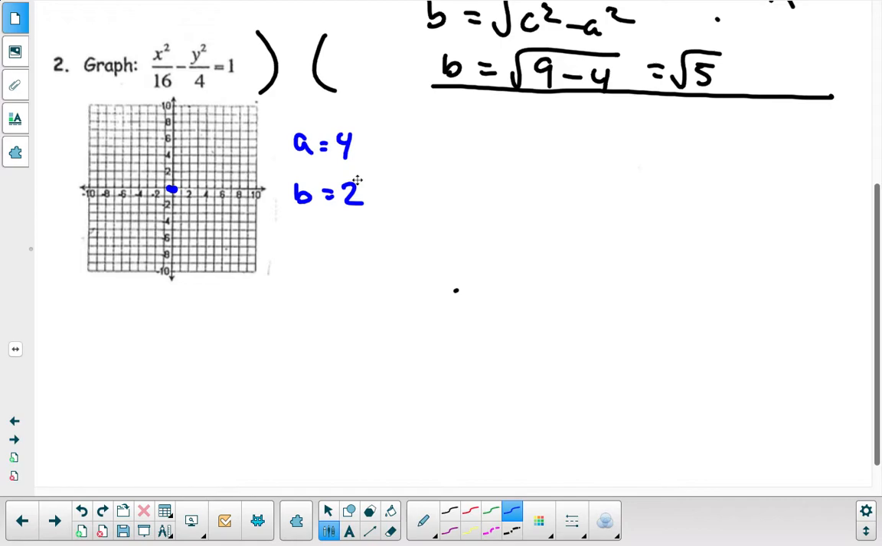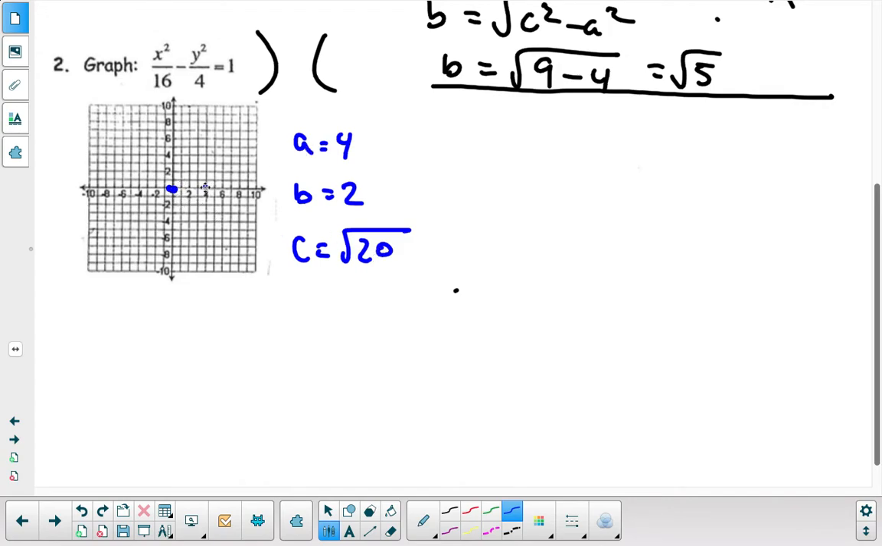If you wanted to, you can come up with your C value. It's going to be square root of 4 squared plus 2 squared, which is the square root of 20. You can go through and figure out that it's a certain distance away, but this is just plotting the foci, so unless I ask you for it, you don't need to do this step. But good to practice that.